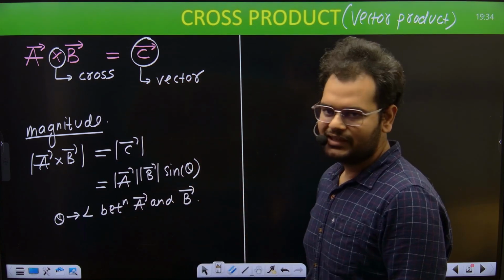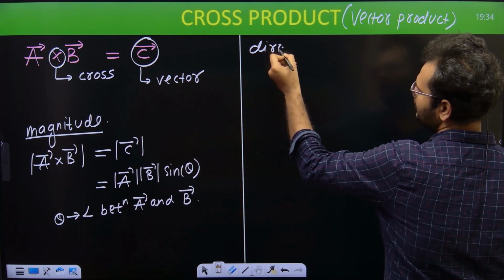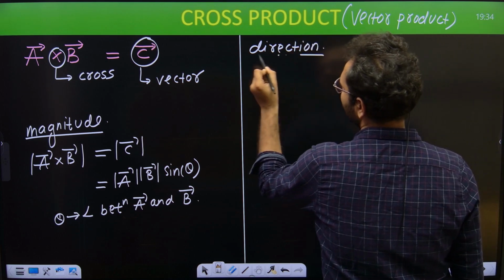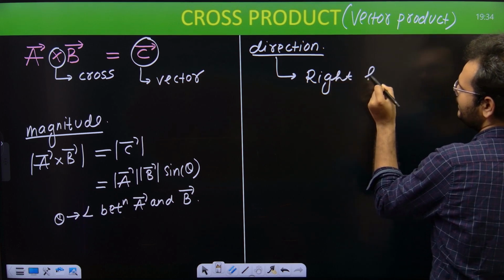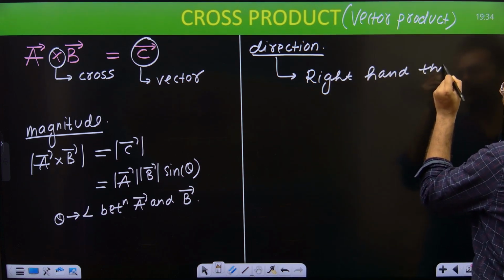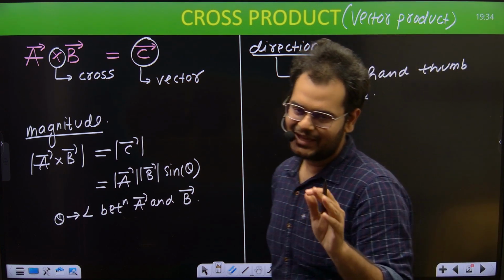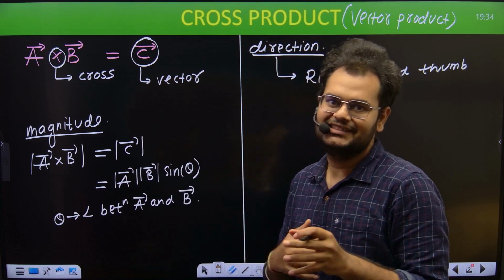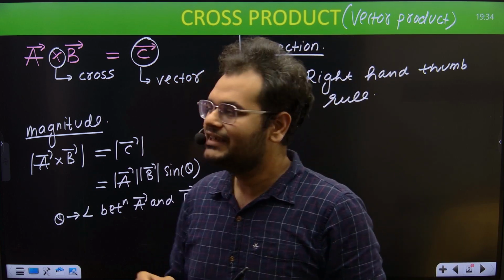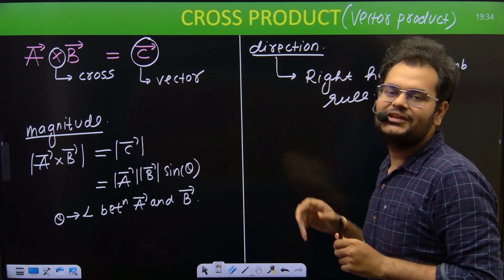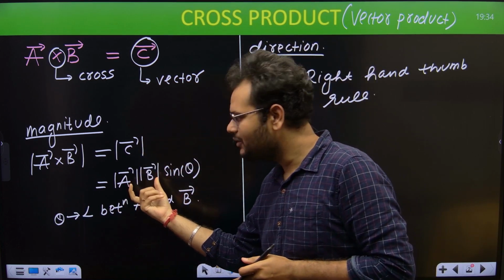Very good. But sir, this is about magnitude. Sir, what about direction? So for direction, we use a beautiful rule called the right hand thumb rule. Lefties, be cautious. I am also a lefty, by the way. During my college days, specifically in 11th and 12th, here I used to make a mistake because it is a right hand thumb rule. Okay, so what is this right hand thumb rule? We will discuss it. Okay, let us first discuss what kind of questions will come from this formula.